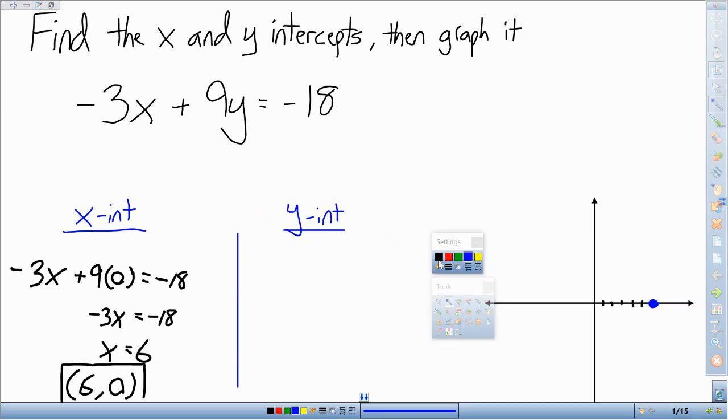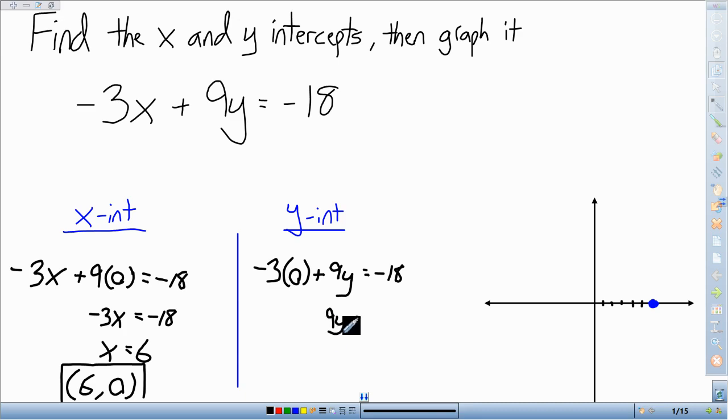Okay, let's do it for y. Okay, so on that, this means we're plugging in 0 for x. So I'm going to rewrite my equation. Instead of x, plugging in 0 plus 9y equals negative 18. Okay, that goes away. So I have a 9y equals negative 18. Divide both sides by 9. Looks like y equals negative 2.